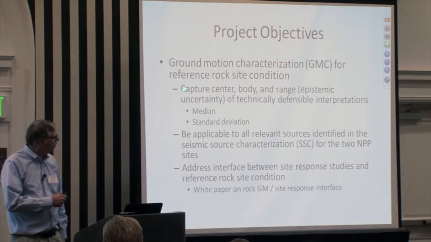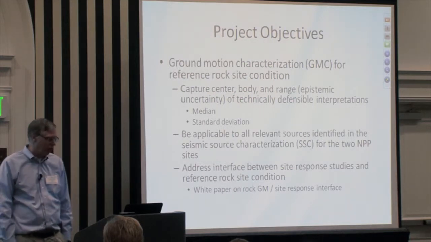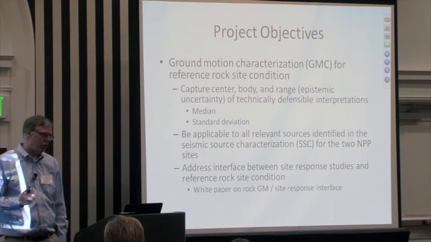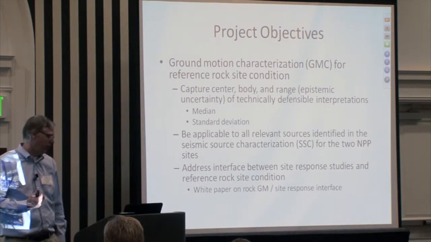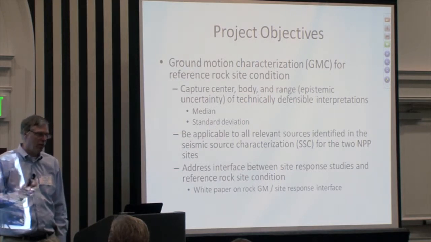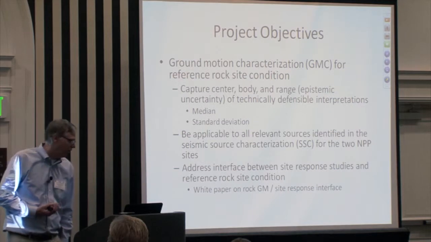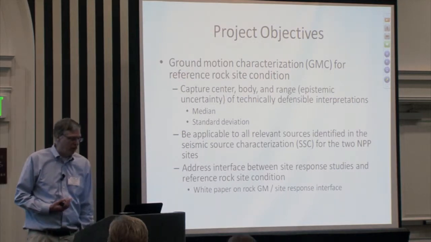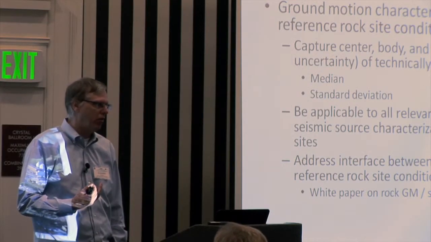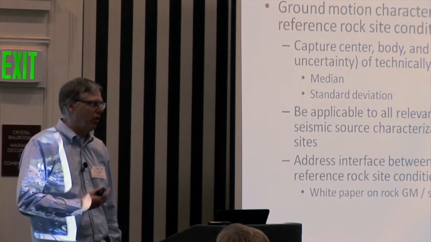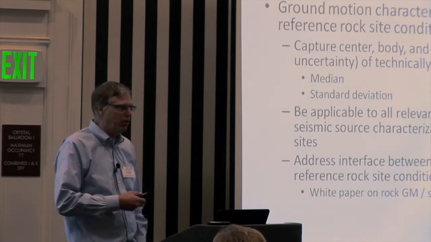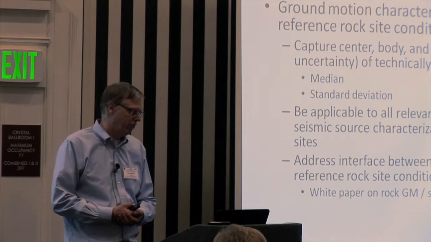As Corolla mentioned, we're after capturing the center, body, and range to get the epistemic uncertainty of our technically defensible interpretations. For us, it has 2 parts. There's a median and there's a standard deviation. Our goal of this study is to be mean-centered. We don't want to be biased high or low on any of the parameters. The only time we would probably be choosing a conservative approach is if a parameter did not matter or had a very small effect on the hazard, and we simply could choose a conservative number and then simplify our logic tree and move forward there.